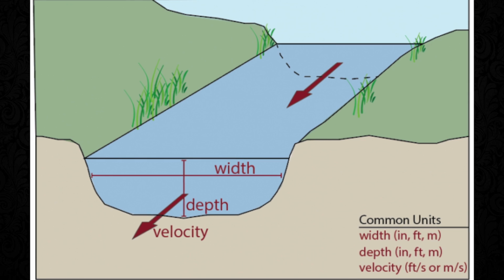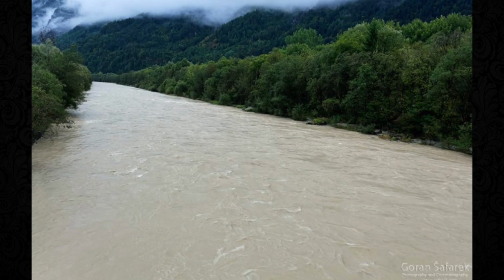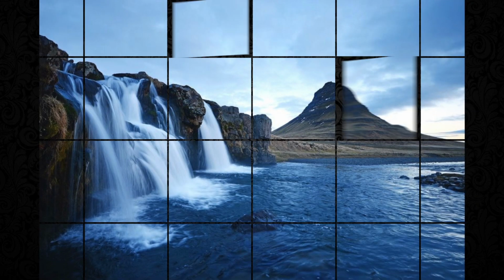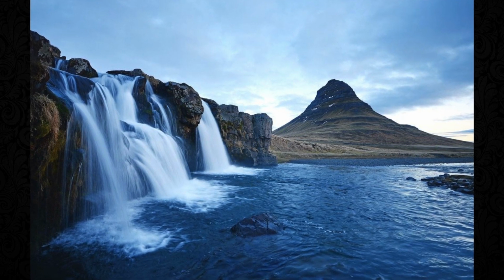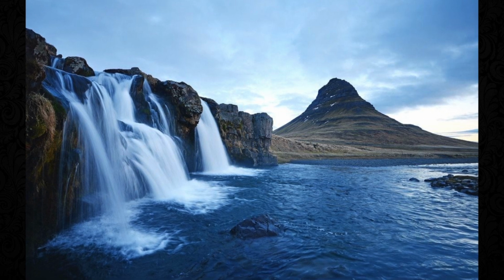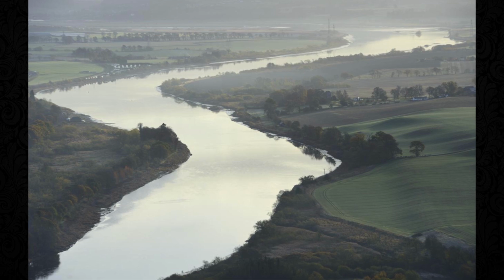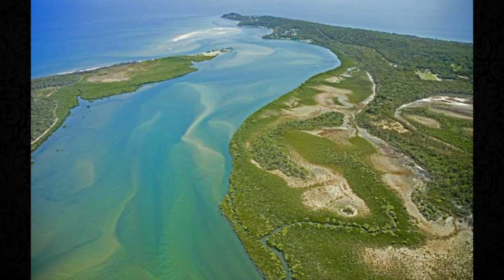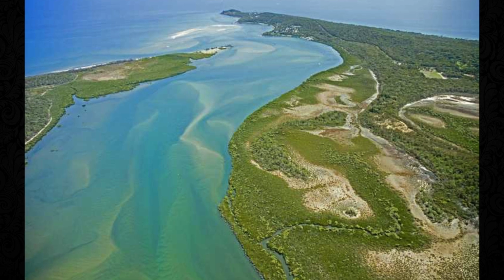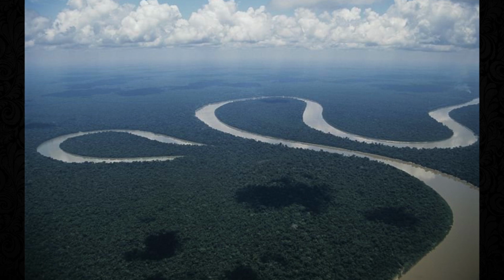Discharge increases downstream as more and more water is added from each tributary. Rivers flow from high altitude to low altitude under the influence of gravity. Velocity has a direct relationship with slope and gradient. The steeper the gradient, the more rapid is the stream flow. Low gradients produce slow or sluggish flow.